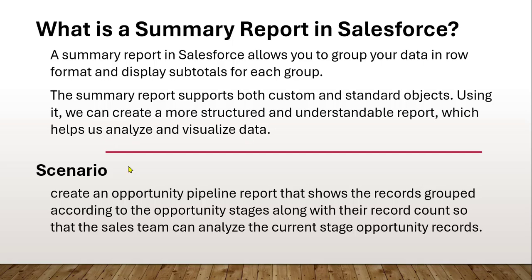Now here we have a scenario to create the summary report. Create an opportunity pipeline report that shows the records grouped according to the opportunity stages along with their record count, so that the sales team can analyze the current stage opportunity records. That means using the summary report, we want to display the opportunity stages, and with the opportunity stages, we also want to display the record count for that particular opportunity stage.